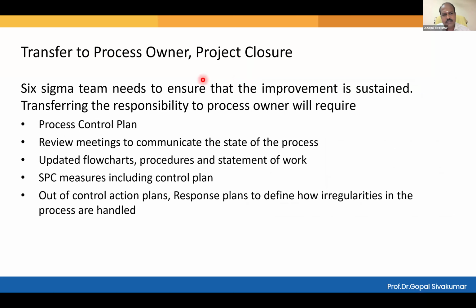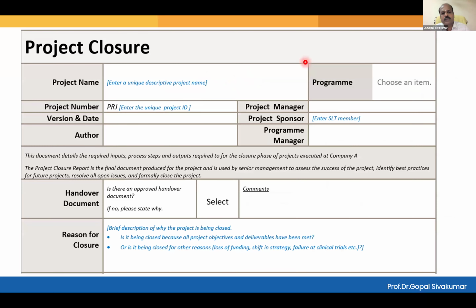And then now all the documents have to be transferred to the process owner. And then you can also sign a document known as a project closure document, right? So a kind of project closure document. Any pending work, pending task, all that has to be marked properly and then handed over so that they can pick up from there.